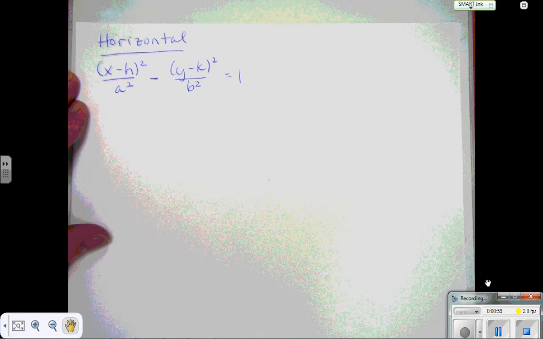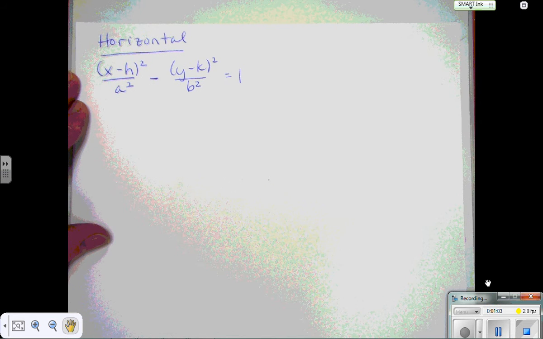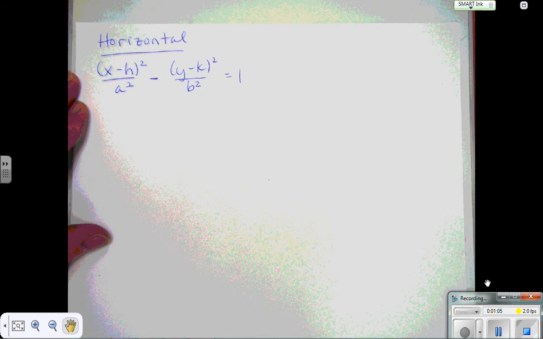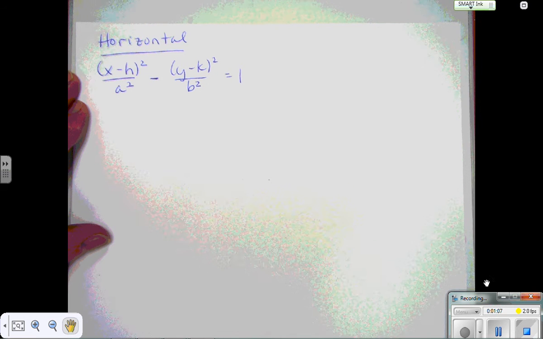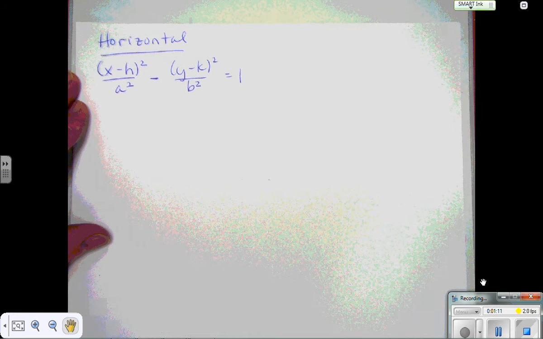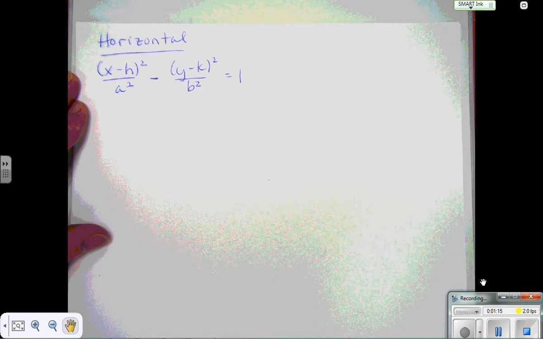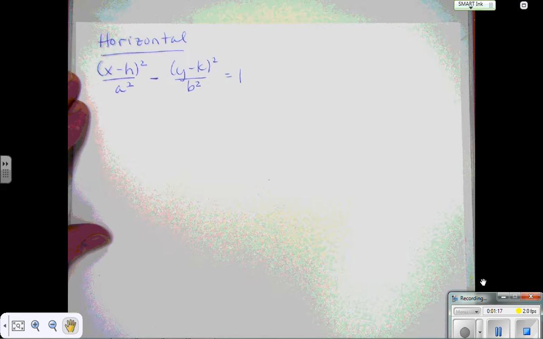The reason is a hyperbola is the set of all points in a plane so that the absolute value of the difference of the distances between two fixed points is a constant, where an ellipse is the sum. So hyperbolas are difference, ellipse is the sum.